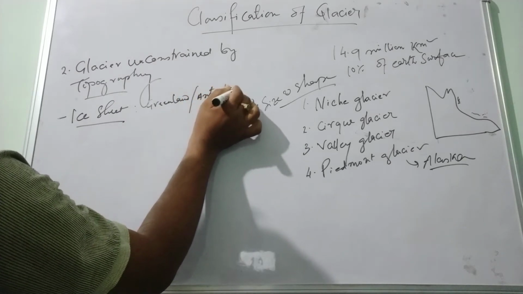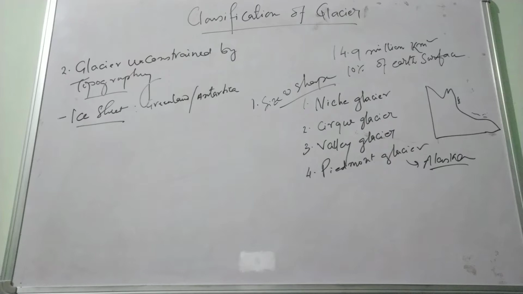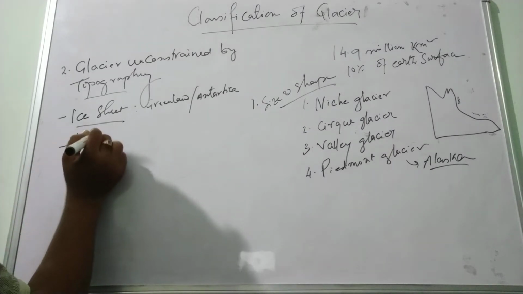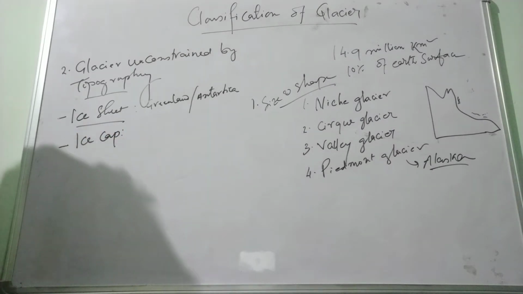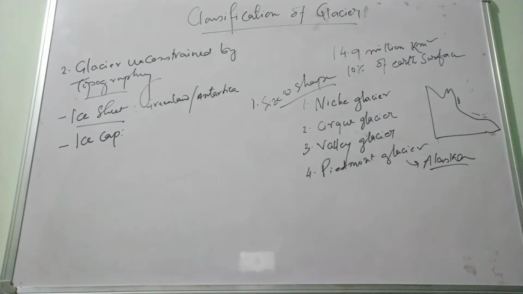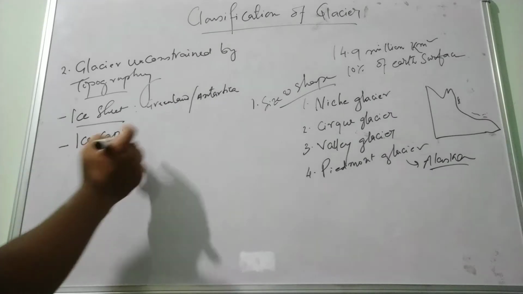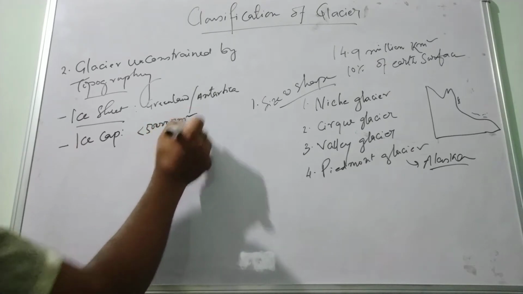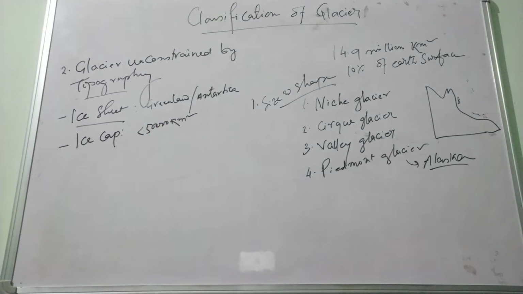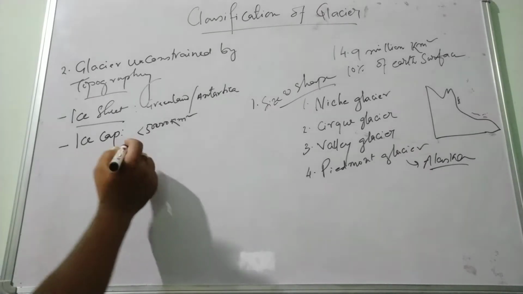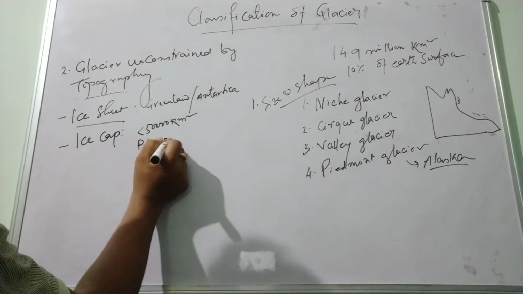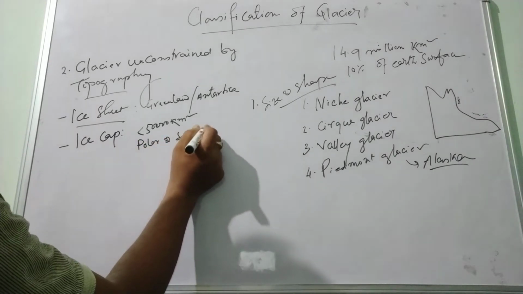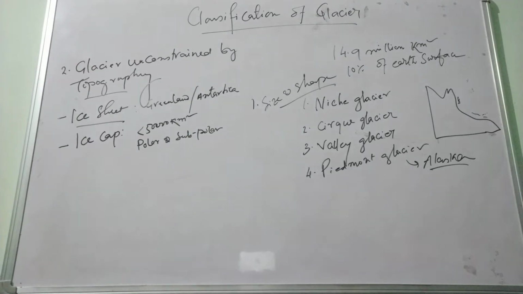Ice cap. Ice caps are miniatures of the ice sheets, covering less than 50,000 square kilometers. And they form primarily in the polar and the subpolar regions.